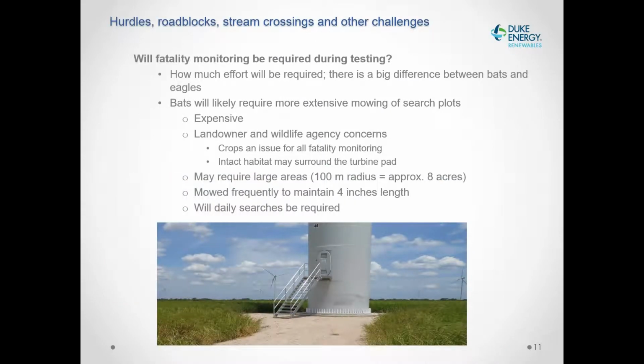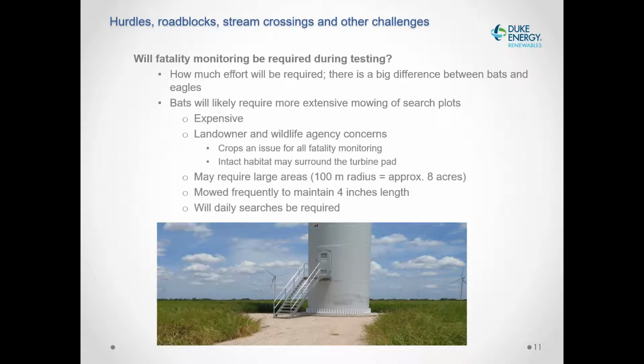This is a big one, wildlife fatality monitoring. Will this be required during testing? How much effort is required? It's going to depend on what you're looking for. Eagles are much easier to see than bats, of course. Bats will likely require more extensive mowing of search plots.